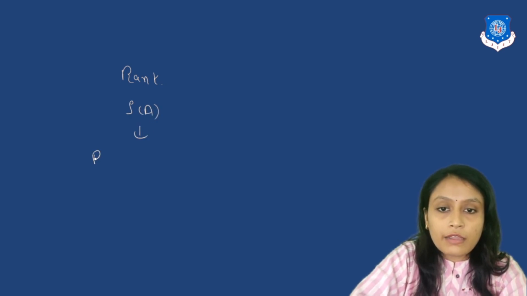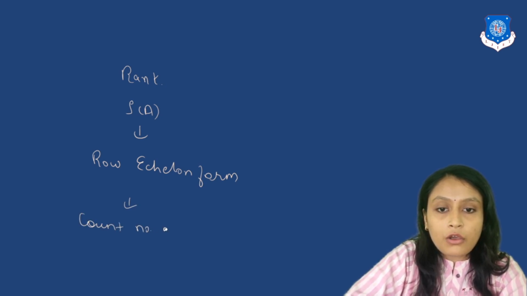Okay, so in today's session we studied the rank of a matrix. It is denoted by rho A. What we have to do is find the row echelon form, and then just count the number of non-zero rows, and this number of non-zero rows will be your rank.